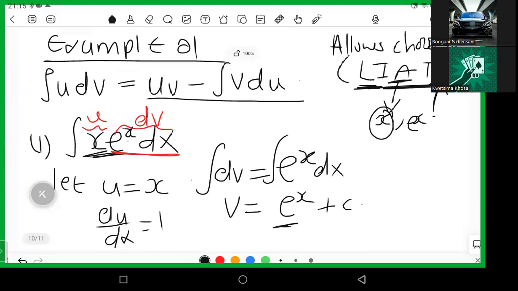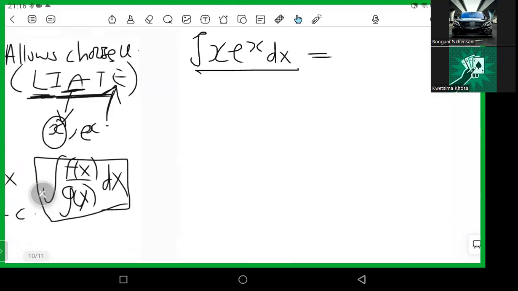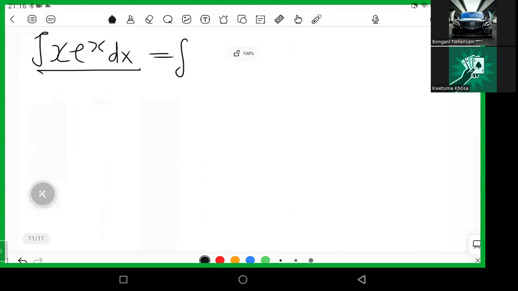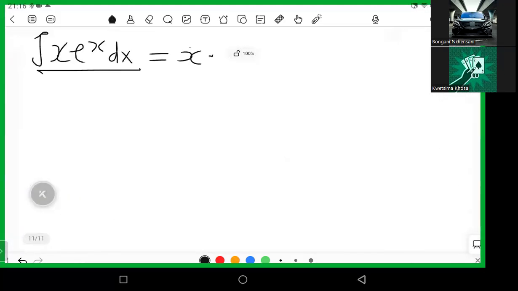Only now you have two functions multiplying each other. Let's say you want to integrate something like this, and your substitution is not working, so you will do that one later on. So now we're going to have u, we say this is x, and then the value of v is e to exponent x, e to exponent x minus the integral of v, and then du.